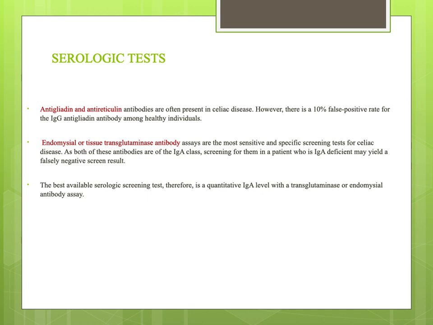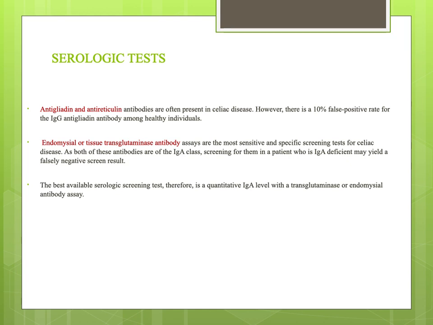In order to make a diagnosis of celiac disease, the patient may be subjected to serologic test, biopsy, and genetic testing. Regarding serological testing, we have antibodies like anti-gliadin and anti-reticulin antibodies. They are often present in celiac disease. However, it's important to say that there is a 10% false positive rate for IgG anti-gliadin among healthy individuals.